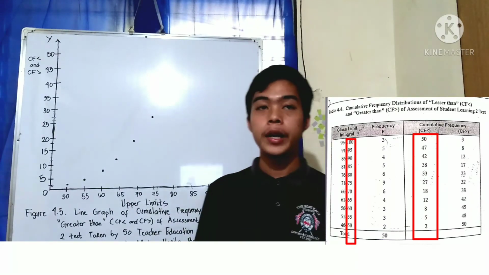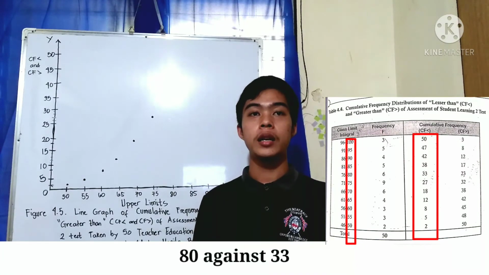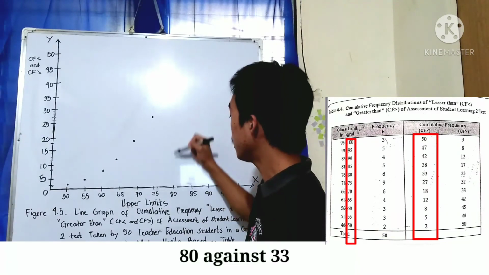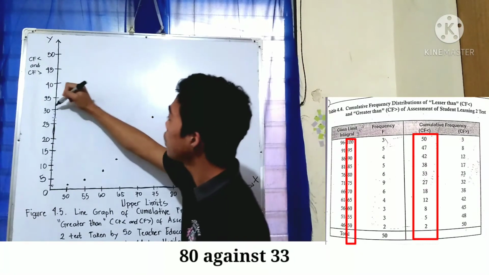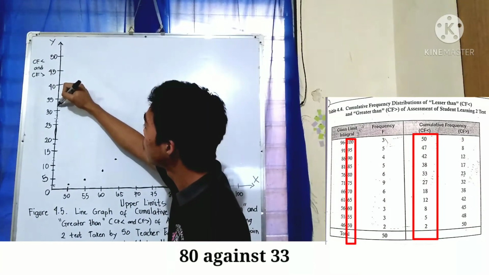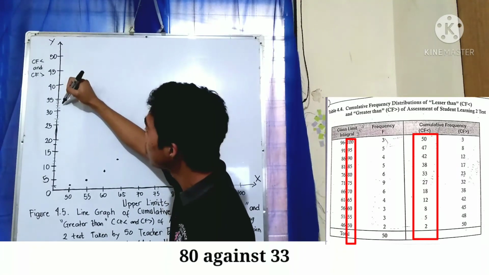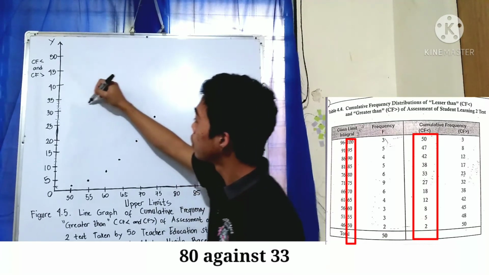Next, in the upper class limit of 80, you will plot 80 against 33. So 80 against 33. So 33 must be here. 30, 31, 32, 33. So right here.